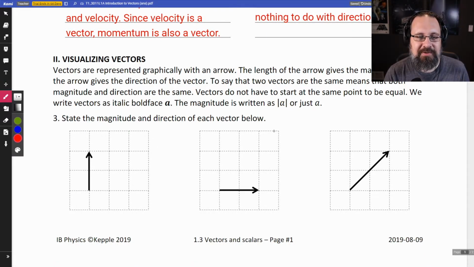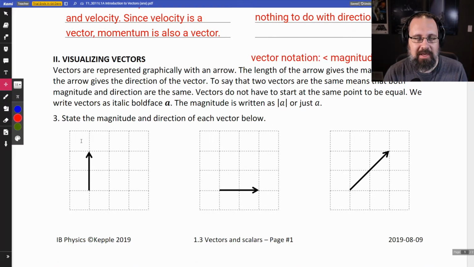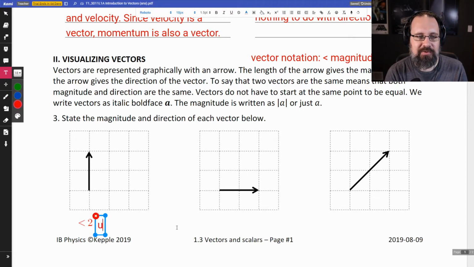It says state the magnitude and direction of each vector below. Okay, for this vector, we want to state the magnitude and the direction. The magnitude of this vector is 2 units. So I'm going to go out of the equation so I can go to a text box so I can write U because I don't want it to be italicized.